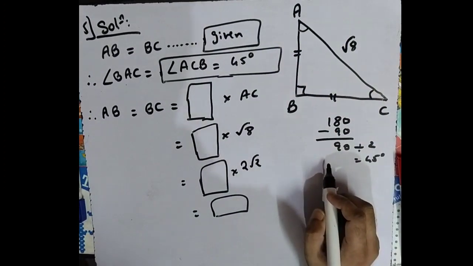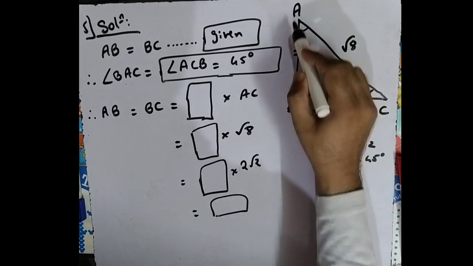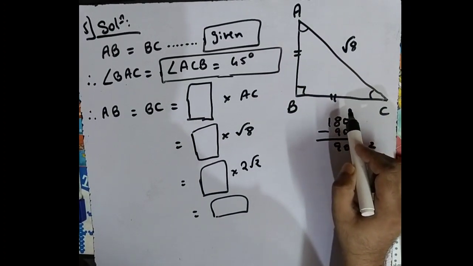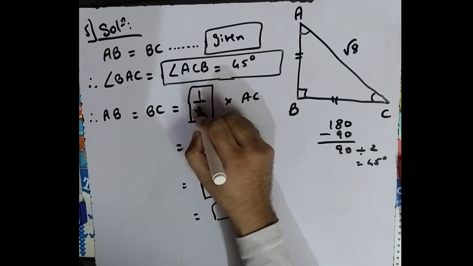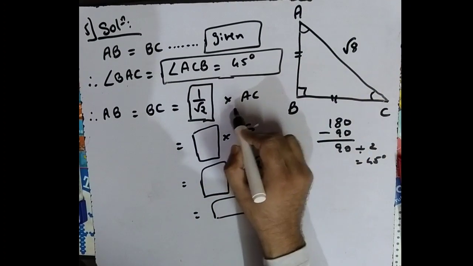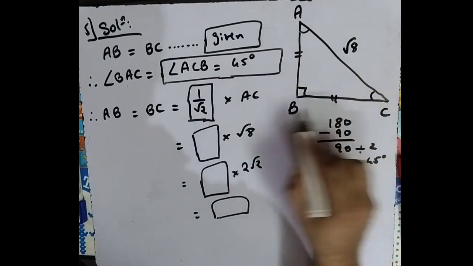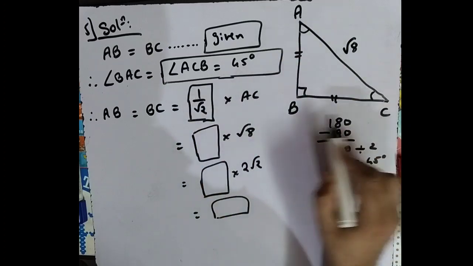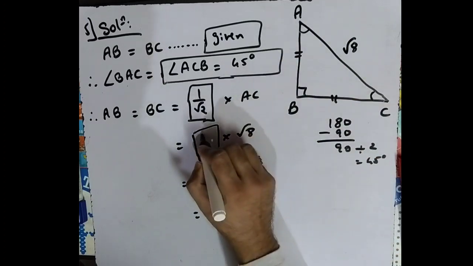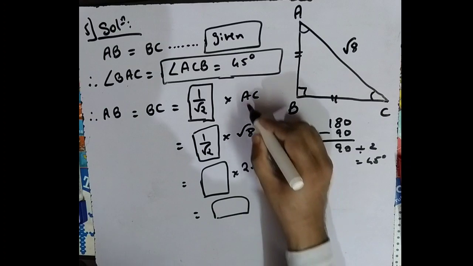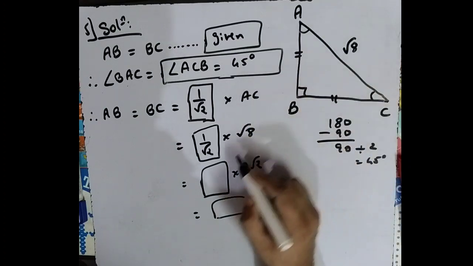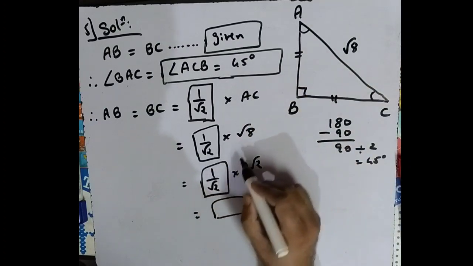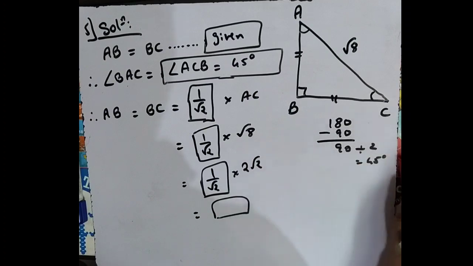So by the 45, 45, 90 theorem, the side opposite to 45 degrees is 1 upon root 2 of the hypotenuse. AB and BC are equal to 1 upon root 2 into hypotenuse AC. Here also 1 upon root 2, the value of AC is root 8. 1 upon root 2 into root 8, and root 8 will become 2 root 2.